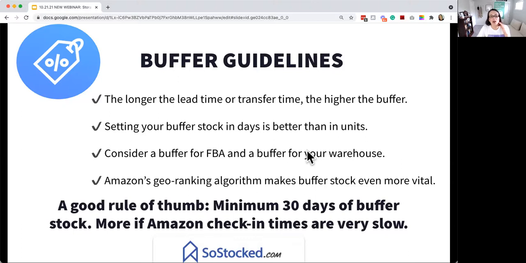Currently, you want to have a buffer stock at FBA and you want to have a separate buffer stock at your warehouse. You can no longer keep all of your buffer stock at FBA. You want to have a buffer stock for each.